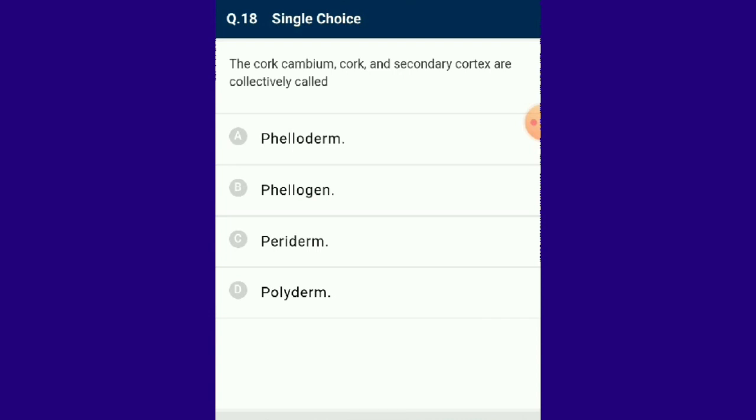So the answer for this question is option C. The cork cambium, cork and secondary cortex are collectively called periderm.